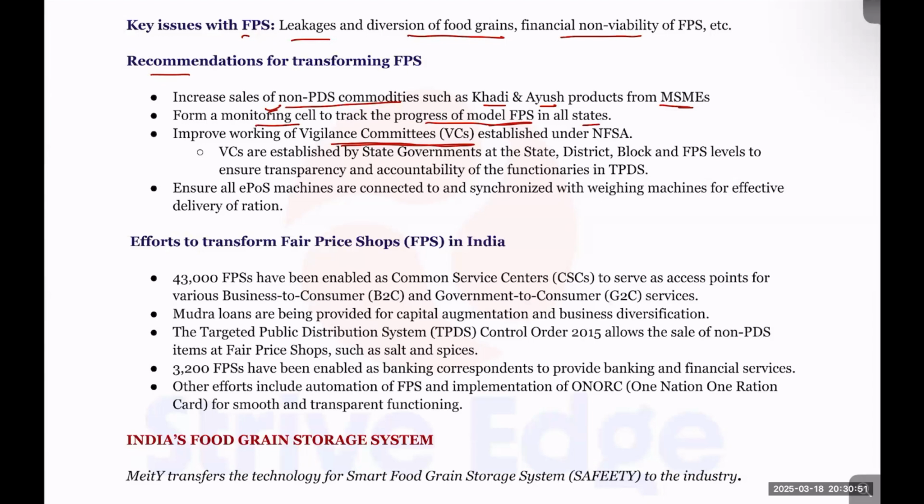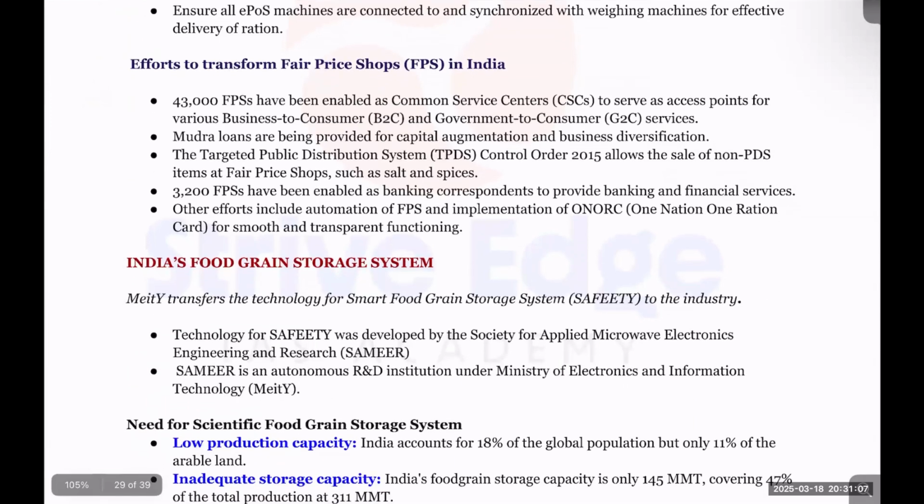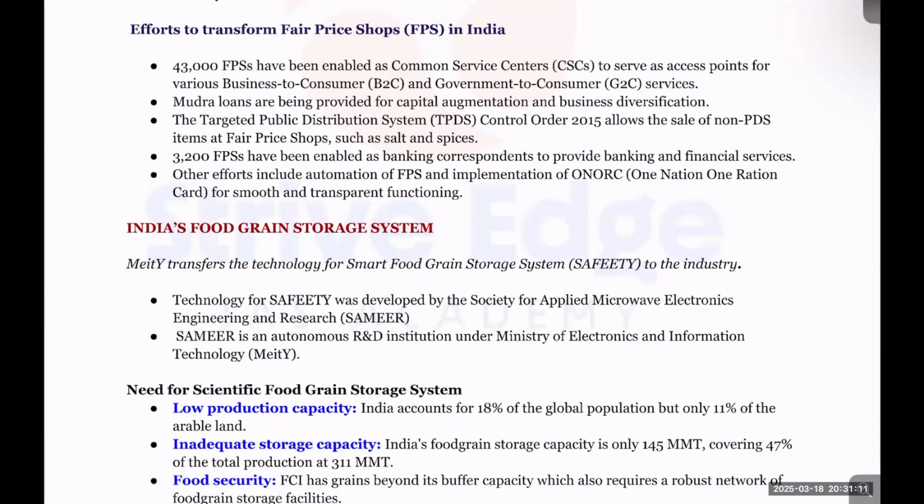Okay, so there are many things that have been given by this committee, and two or three are important for your reference. Though from these recommendations, no prelims related question will be asked, because there is so much information UPSC can ask, and from here it will majorly not go. It may go for 1%, but 99% it won't go. Now, efforts to transform the fair price shops in India: 43,000 fair price shops have been linked with common service centers. So these are some of the things, but you can go through it once, and don't diligently keep on working on this, because this information is of lesser importance to prelims, right?